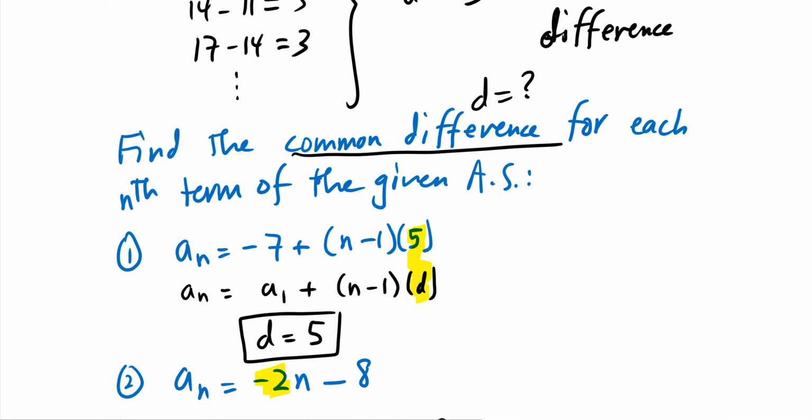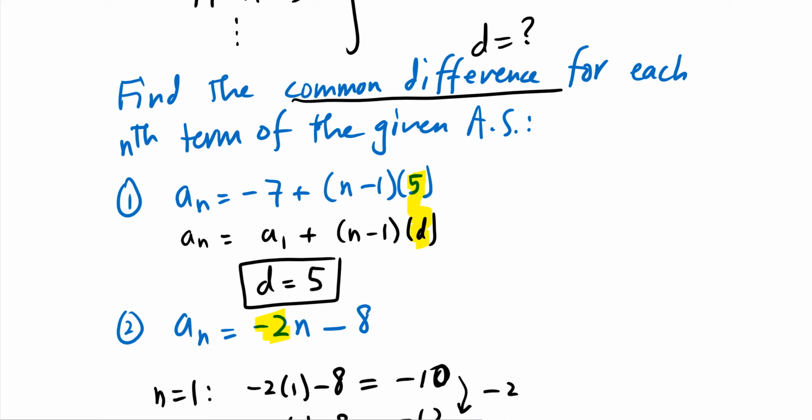What about something like this? An equals -2n minus 8. How do you find the common difference? Well, let's say you don't know what to do. If you don't know where it is, you can start taking n equals 1, n equals 2, n equals 3, and then find the pattern in here. So that's what I did.